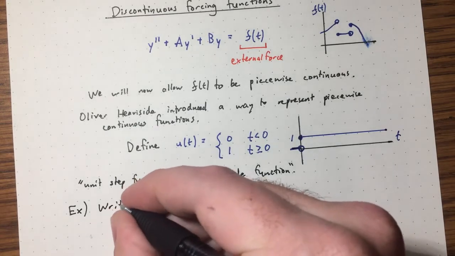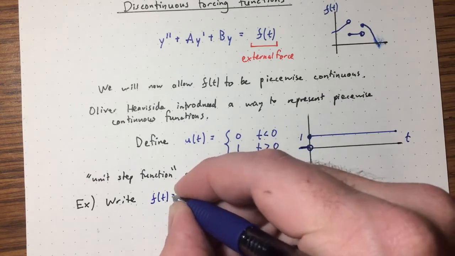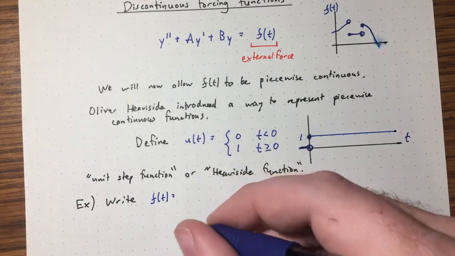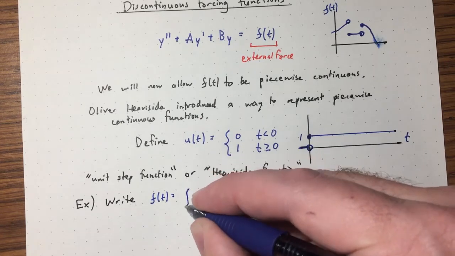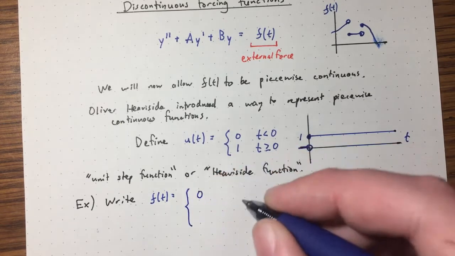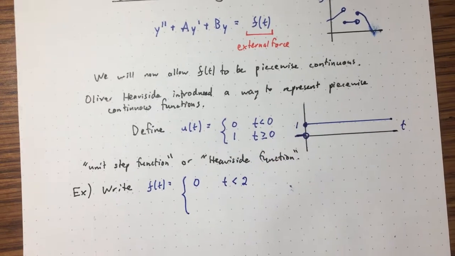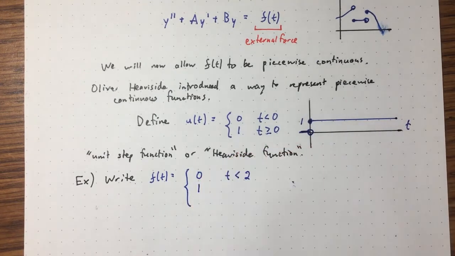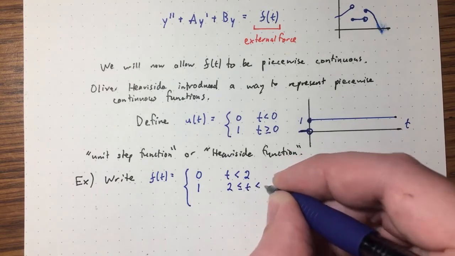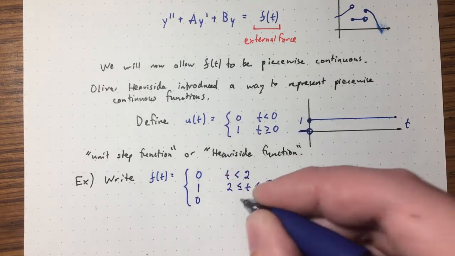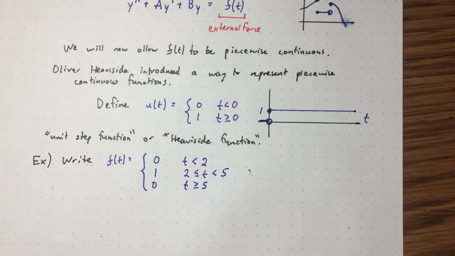So let's do a couple examples. So let's write the function. I want to try to model a switch. So let's turn the switch on at t equals 2. So before t equals 2, we will have the value 0, and then it will become 1 at t equals 2. And then let's say at t equals 5, we'll turn it off again for t greater or equal to 5. So it's back to 0.